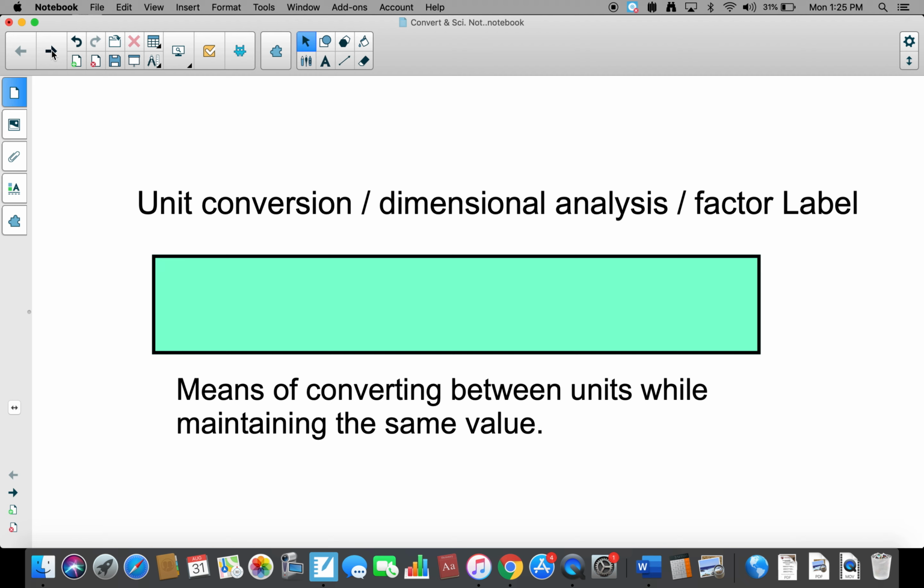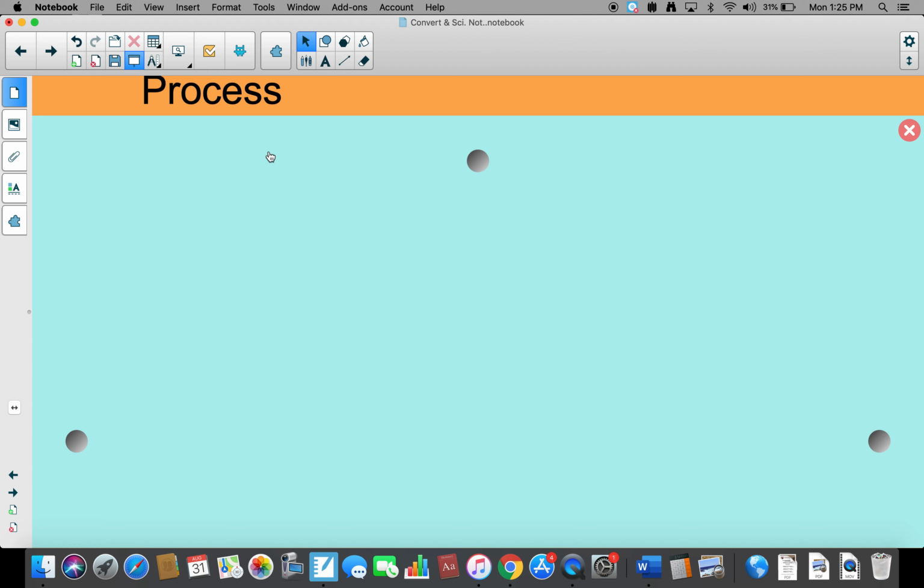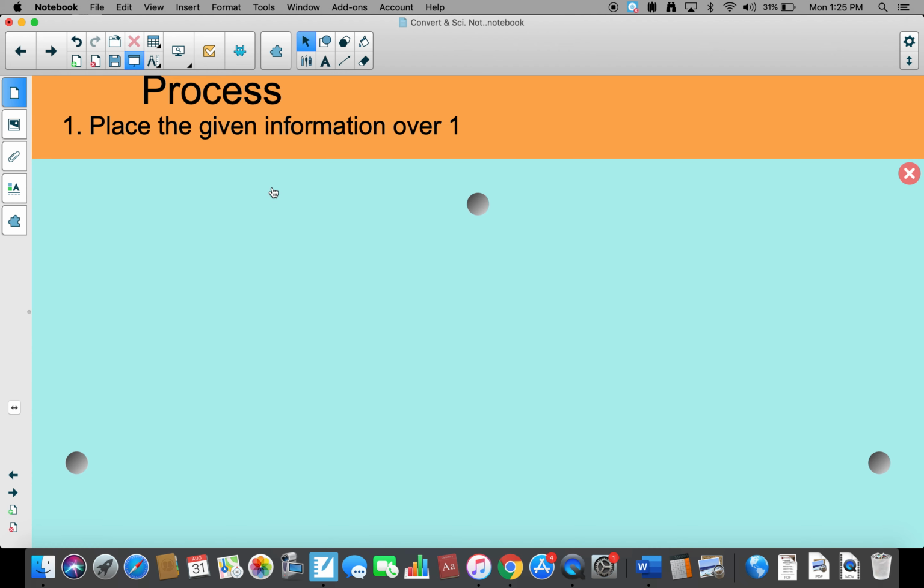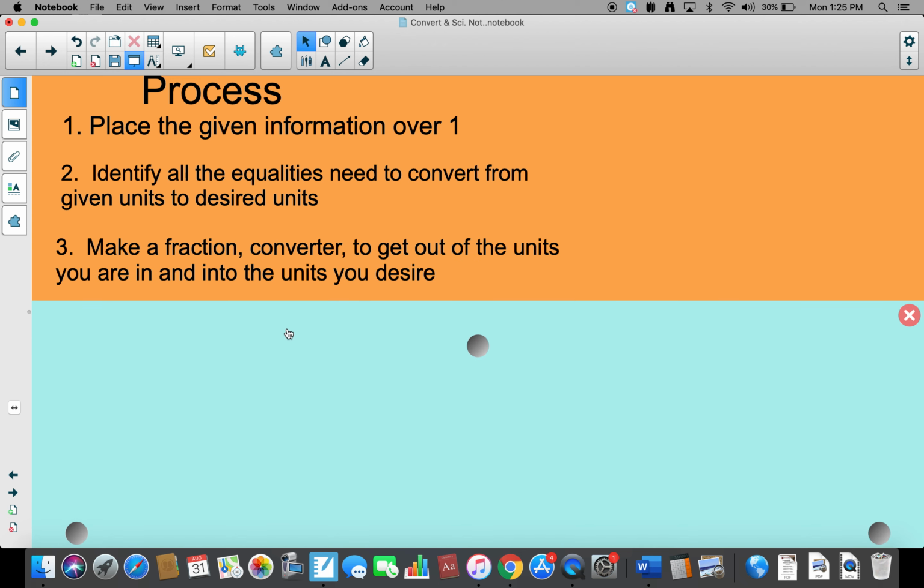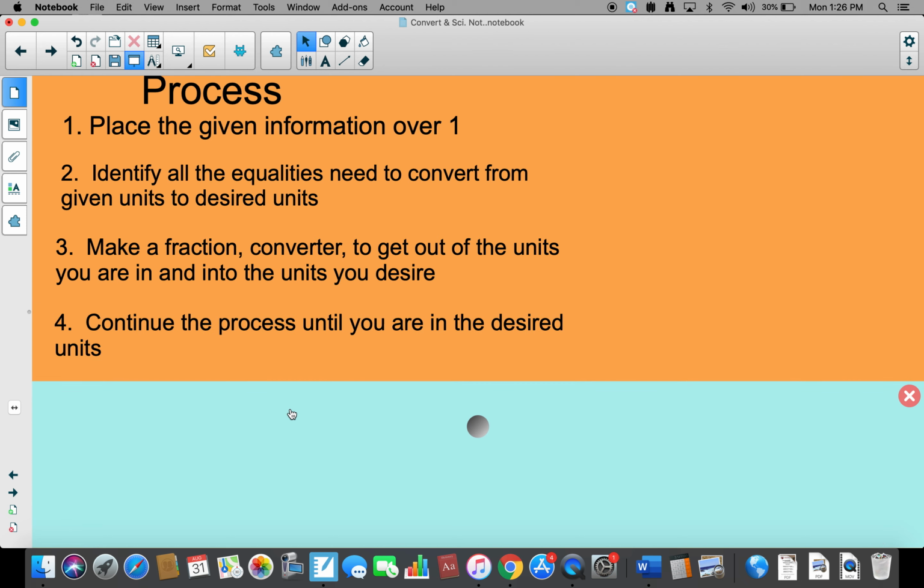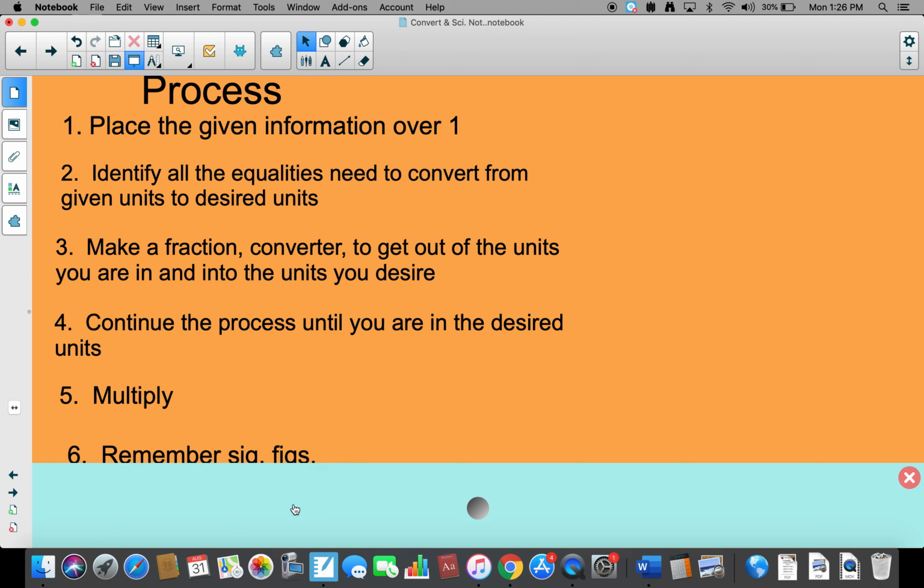Now the process we're going to do. First step, we want to put the given over 1. Identify all the equalities needed to convert from the given unit to desired unit. Make a fraction, a converter, to get out of the unit and into the unit you desire. Continue the process until you are in the desired unit. Multiply, and then remember your sig figs. And again, if I'm going too fast, pause it, and be able to record your information.